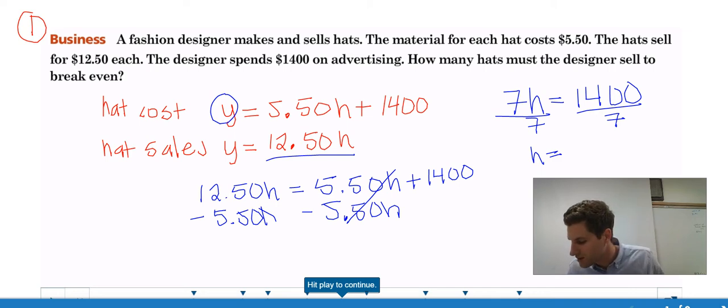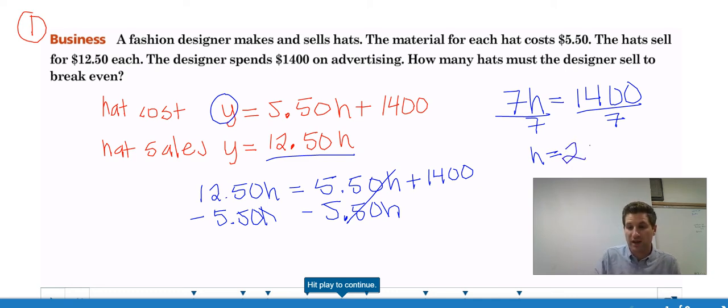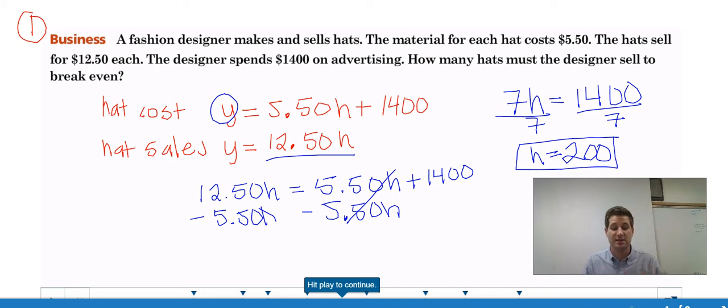I divided by the wrong number in my calculator, and it is 200. So the break-even point is going to be selling 200 hats. Now, it didn't ask me how much money that would be, but I could easily find that: 200 times 12.50, which would be sales of $2,500. But that would be my break-even. Let's go ahead and look at another example.